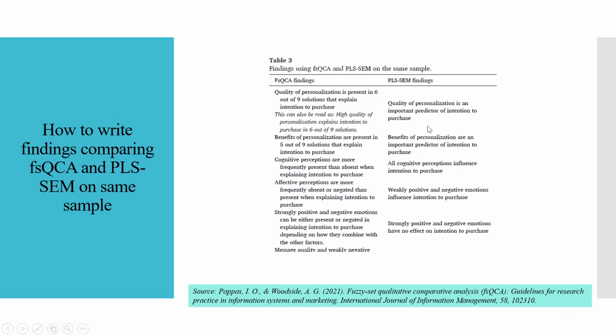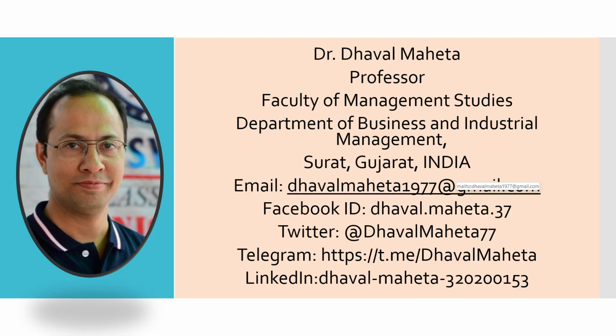The same thing in PLS-SEM findings: quality of personalization is an important predictor of intention to purchase. Benefits of personalization are present in 5 out of 9 solutions that explain intentions to purchase. Benefits of personalization are an important predictor of intentions to purchase. Cognitive perceptions are more frequently present than absent when explaining intention to purchase. All cognitive perceptions influence intention to purchase. So you can generate the two results by using two different approaches and you can compare them. So this was all about fsQCA.